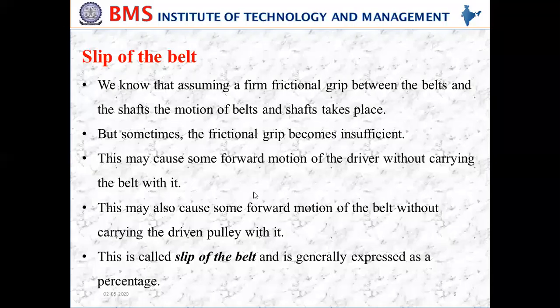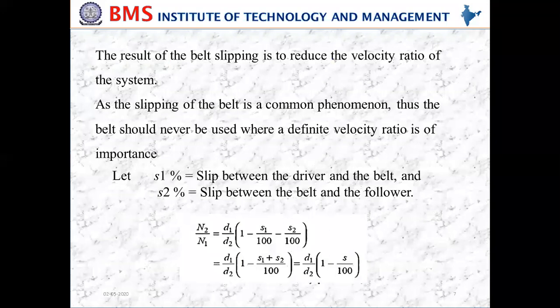Now we'll discuss the slip of the belt. What is the slip of the belt? Generally, the slip of the belt is expressed as a percentage. So what is the percentage of slip taking place between the pulley and the belt? The result of the belt slipping, if slip is there in the power transmission through belt drives, is a reduction in the velocity ratio of the system. So what is the velocity ratio? We'll discuss it.